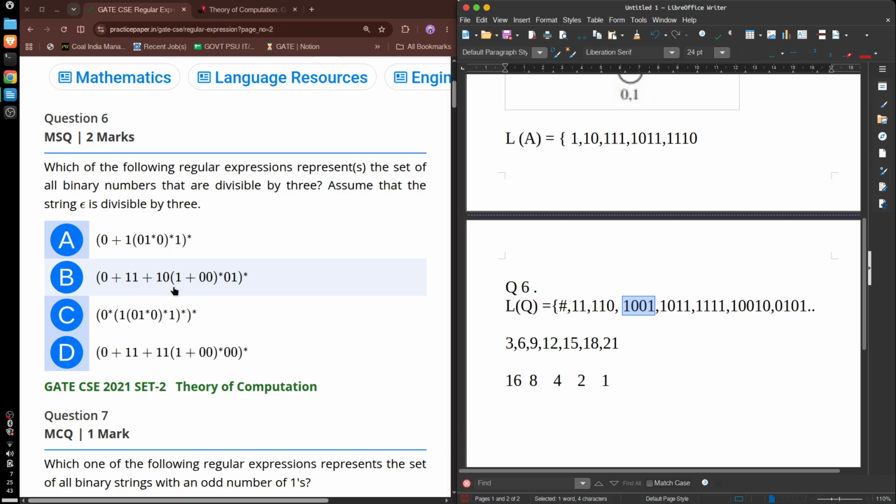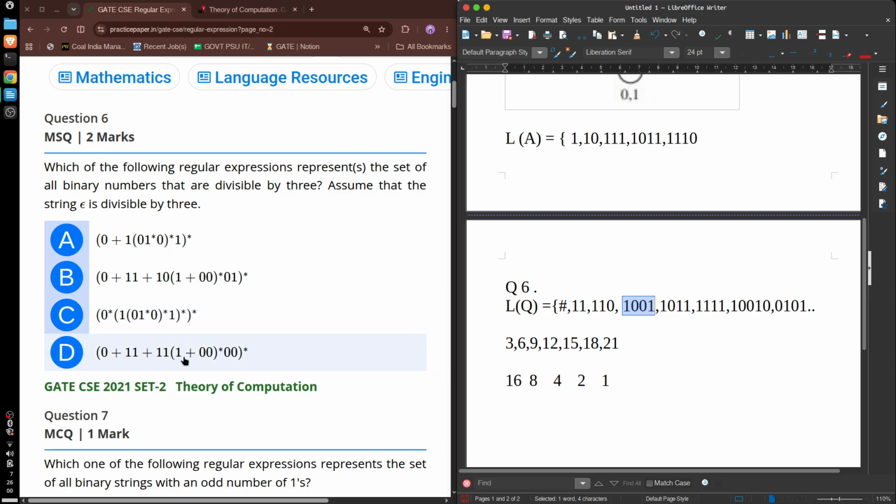So we are making 10 here and 0 here, so we are making 1000. Can we make 1000 here? 0 0 0, and yes, we are making 1000 here.